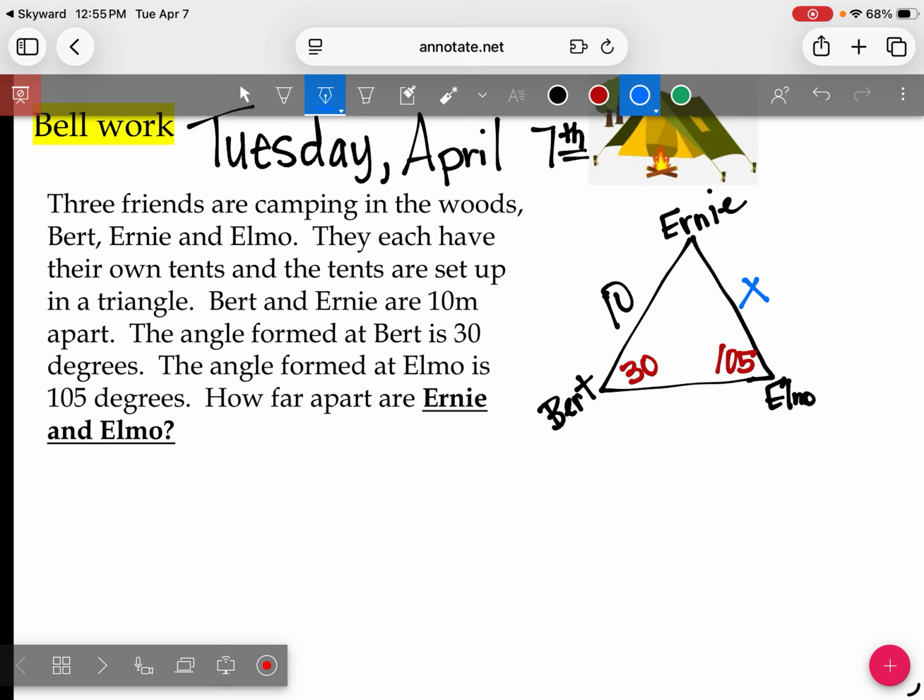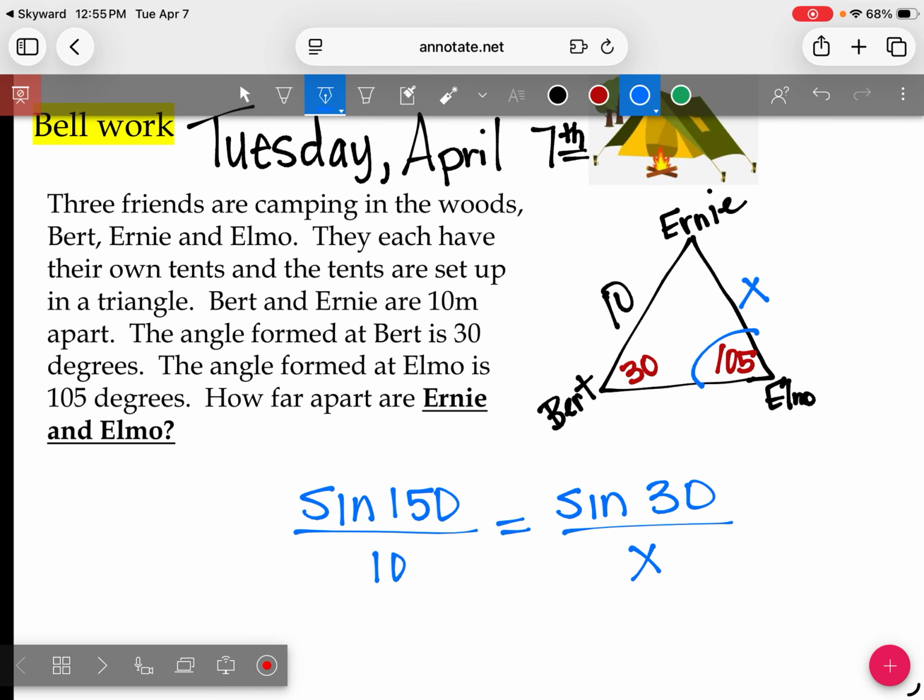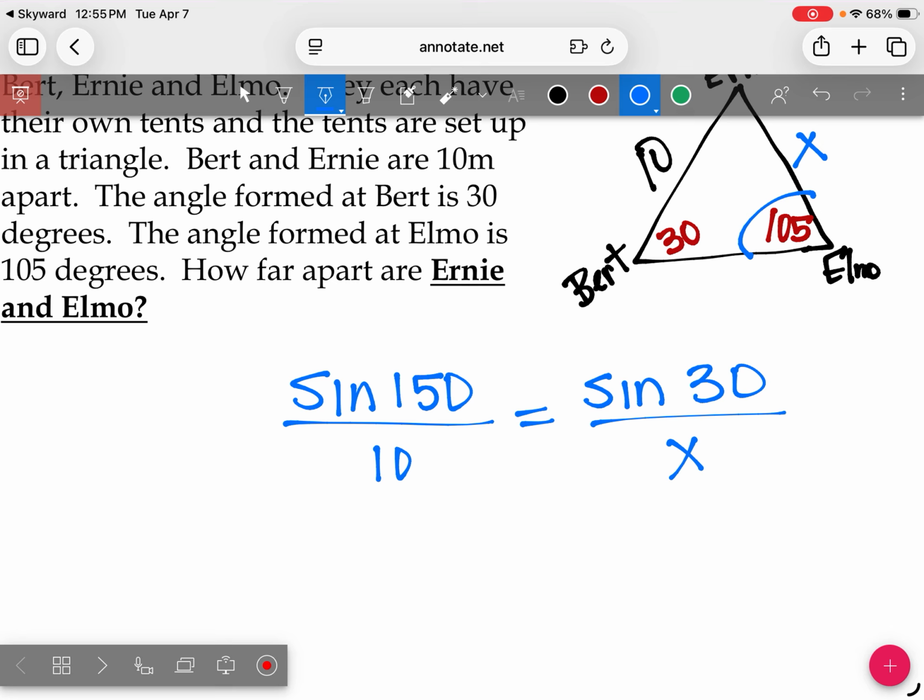So do I have a pair? Do I have an angle side pair? So do I have an angle and an opposite side? We do. So we know that Elmo, so if I take the sine of Elmo's angle over the opposite side, and I'm going to set it equal to the sine of Bert's angle over x. When you cross multiply, you should get 10 times the sine of 30 equals x times the sine of 150.